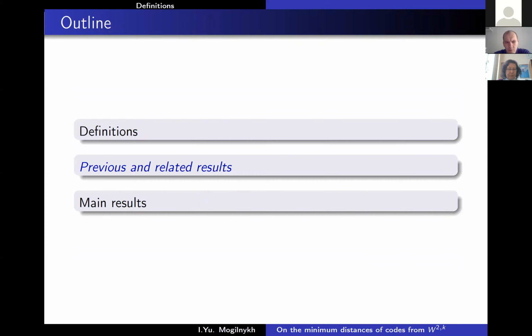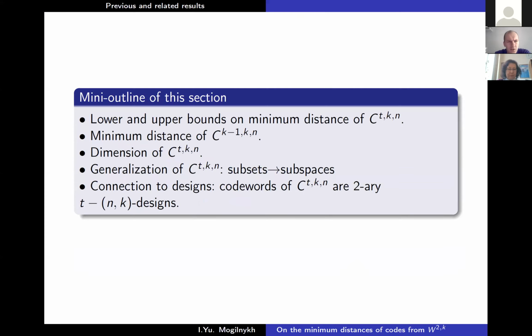So I move on to describing previous and related results. Actually, this will be quite a large section. I give a mini outline of this section. I start with some general lower and upper bounds on the minimum distance of these codes. Then I speak about an infinite and a sub-infinite series of codes C_k-1,k,n, for which we know their minimum distances. Then I speak about the dimension of these codes, generalizations, and connections to designs of certain type.